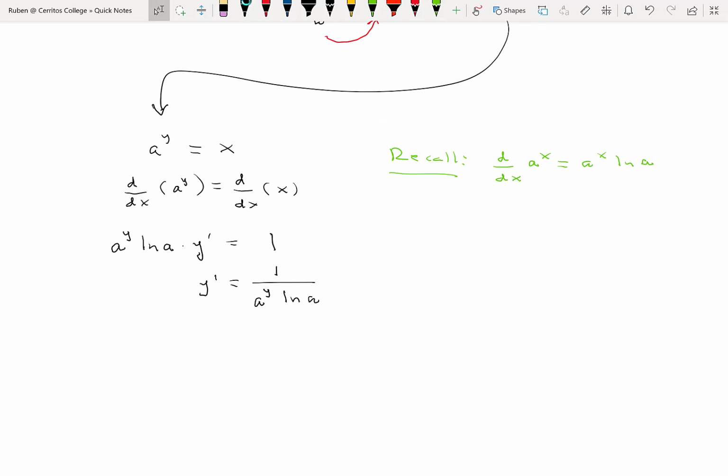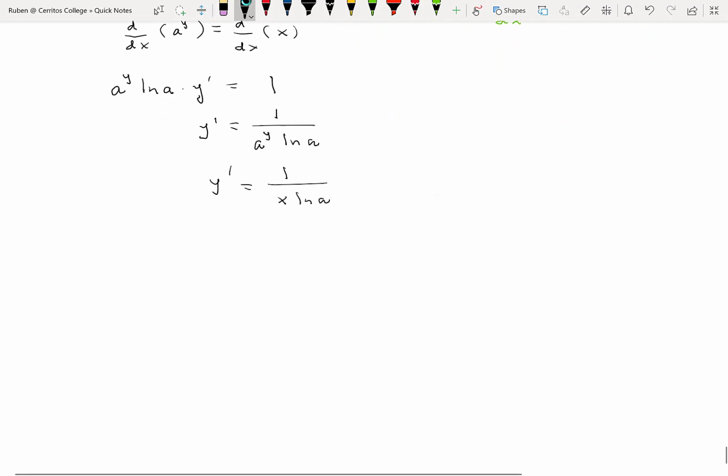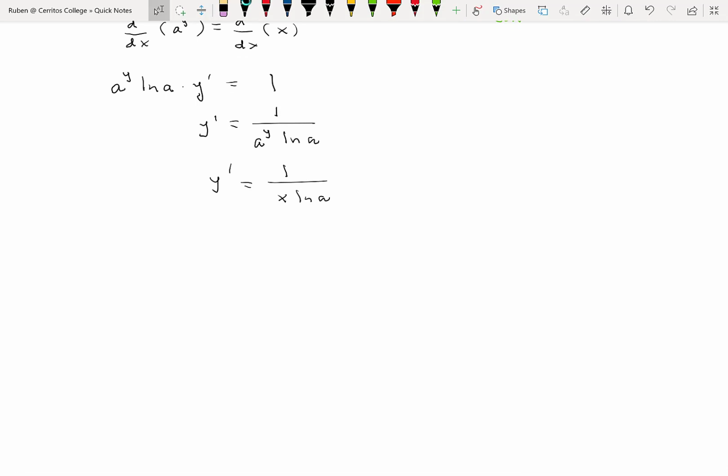It's almost there. But what was a to the y? Look above a few lines. Look at the red arrow. A to the y is x, so that little a to the y in the denominator can be written as x times the natural log of a. So that gives us our last formula. It gives us our bottom line, that the derivative with respect to x of the logarithm base a of x is 1 over x times the natural log of a.